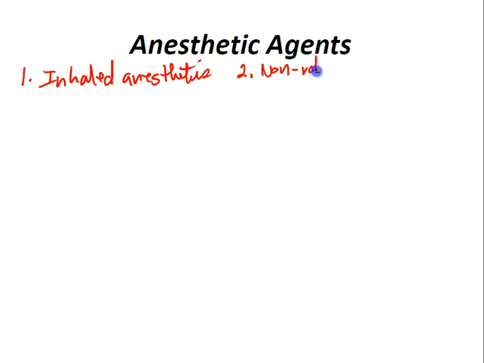All right, the goal of anesthesia is to produce immobility, amnesia, and/or analgesia. Anesthetics can be divided into three general classifications. Number one, inhaled anesthetics. Number two, non-volatile anesthetics. And number three, local.